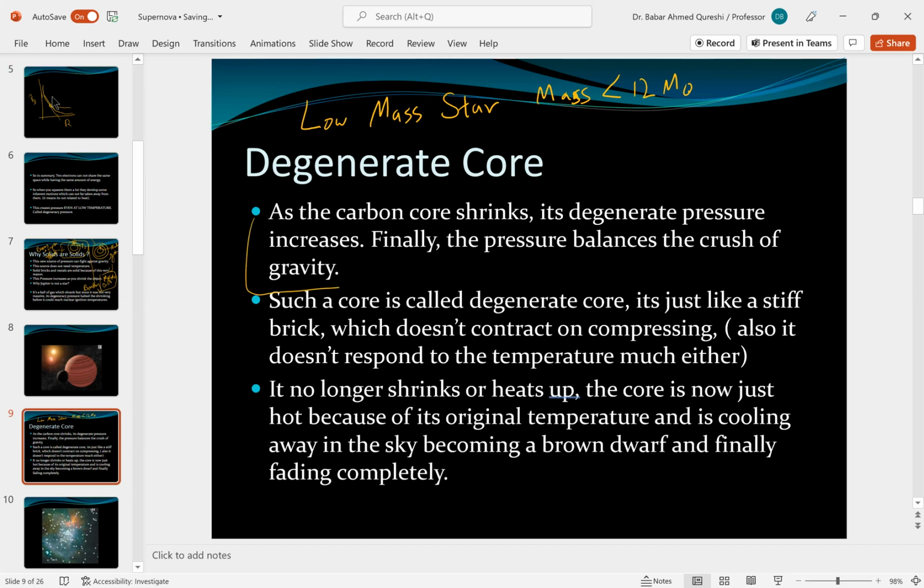So this happens in the carbon core, and such a core is called a degenerate core. It's just like a stiff brick, which doesn't contract on compressing. A brick is stiff, but if you compress it hard enough, it's going to break. But this degenerate core is so stiff that at least its own gravity cannot compress it. So it no longer shrinks or heats up. The core is now just hot because of its original temperature and cooling away in the sky, becoming a brown dwarf and finally fading completely.